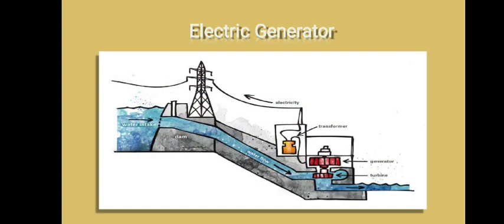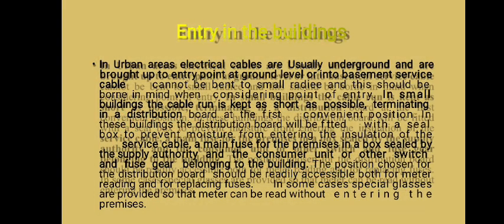As you can see, this is an example of an electric generator. It has a turbine, generator, transformer, and then the electricity. Entry in the buildings. In urban areas, electrical cables are usually underground and are brought up to the entry point at ground level or into the basement. Service cable cannot be bent to small radii, and this should be borne in mind when considering the point of entry.